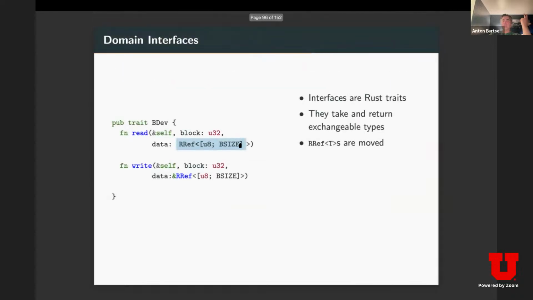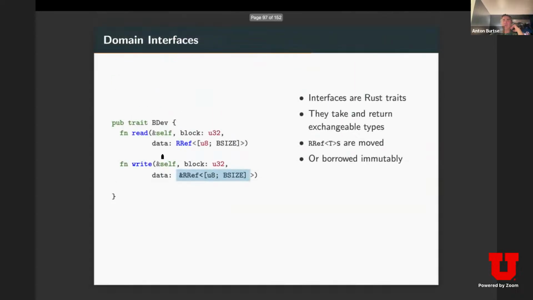They also either move the type or borrow immutably. So we don't allow the mutable borrow, but we allow the immutable borrow, because in the case of an immutable borrow, the caller still owns the object, right? So if the callee crashes, we do not deallocate the object. We just return back to the caller, and then the caller has it back.